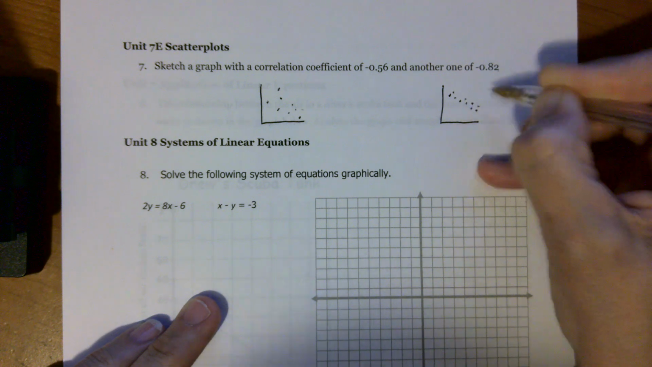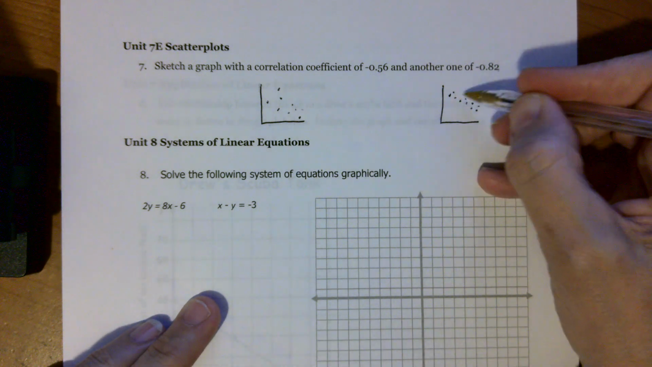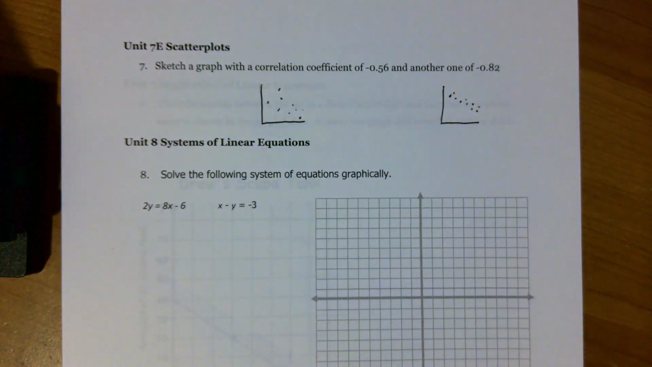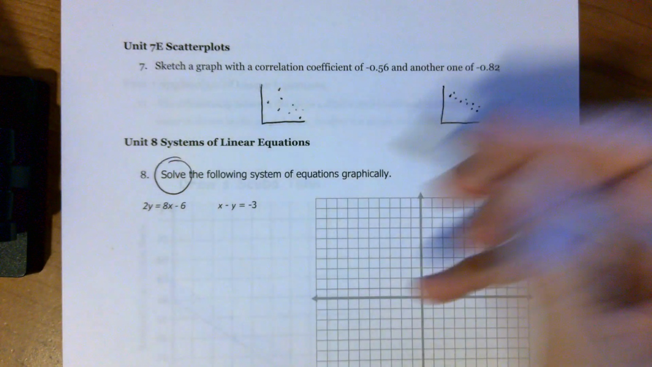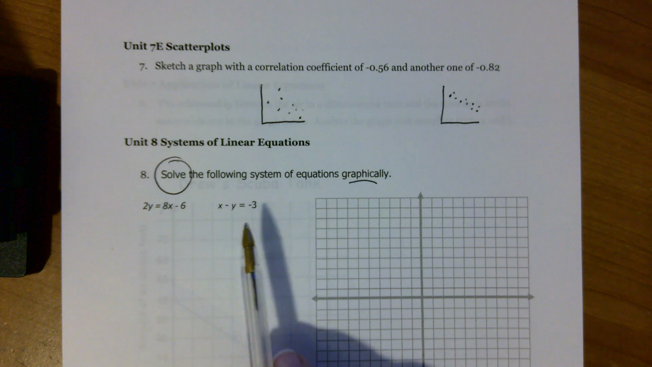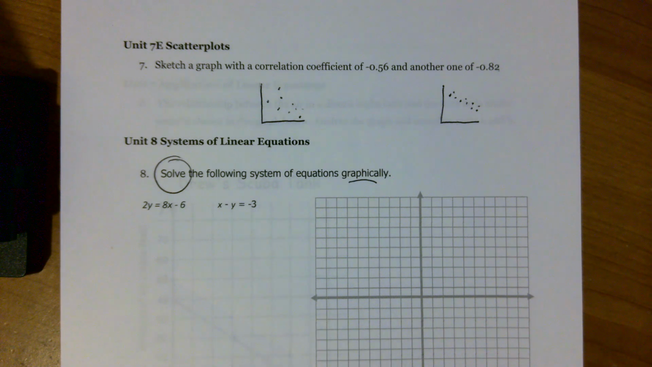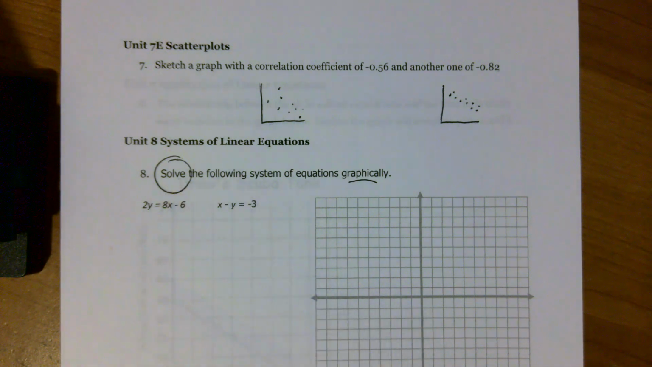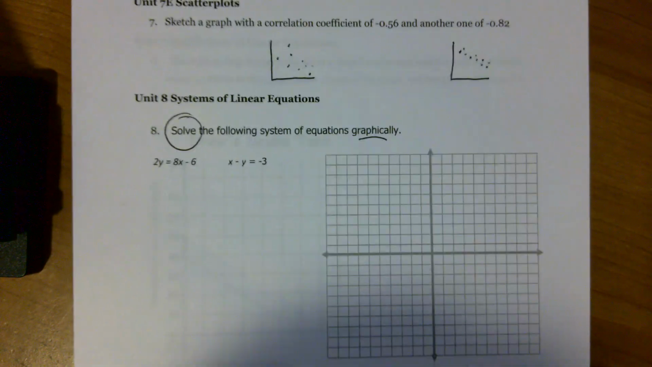So if I drew a straight line, most of the points would be either on the line or very close to it. And our last unit was on systems of linear equations. So if you're asked to solve a system of equations graphically, that means we need to graph each of these lines. We look for the point of intersection, and that is our solution. It's a point that makes both of these equations true.